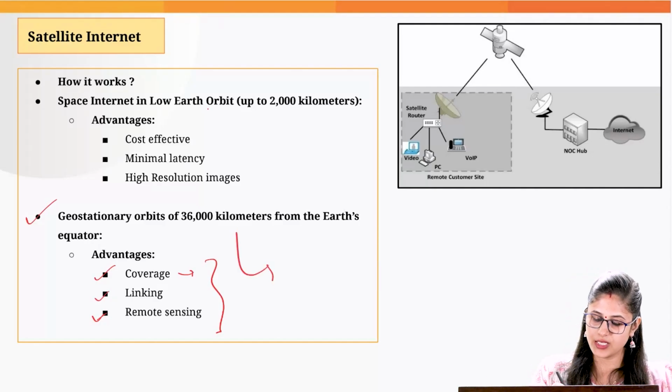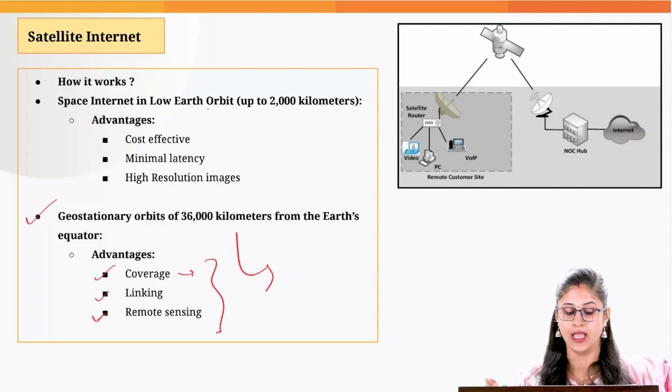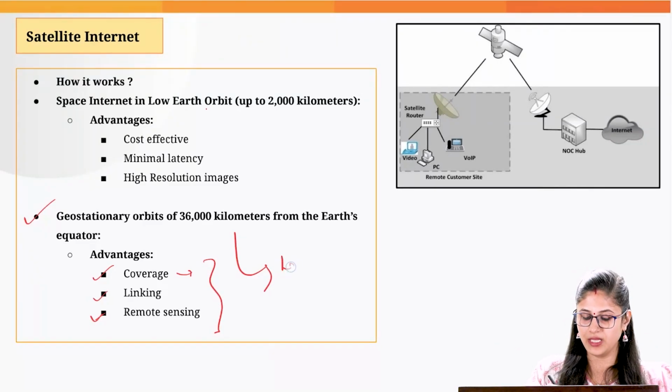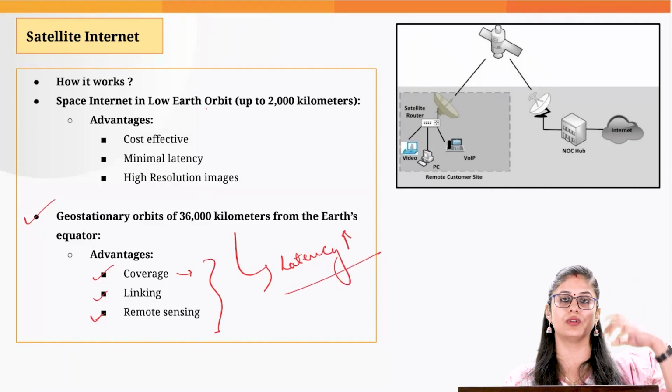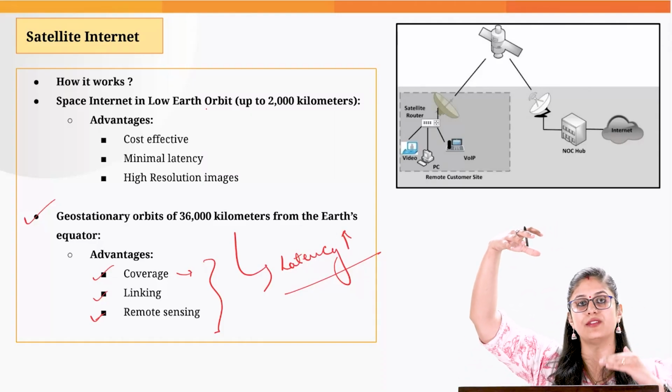But then what is the issue if I use geostationary orbits? It requires huge cost because you need very powerful launch vehicles also. Here the internet speed would be quite low. So latency would be higher, and you will not be able to download very high resolution images because it is situated at a great height from the earth.